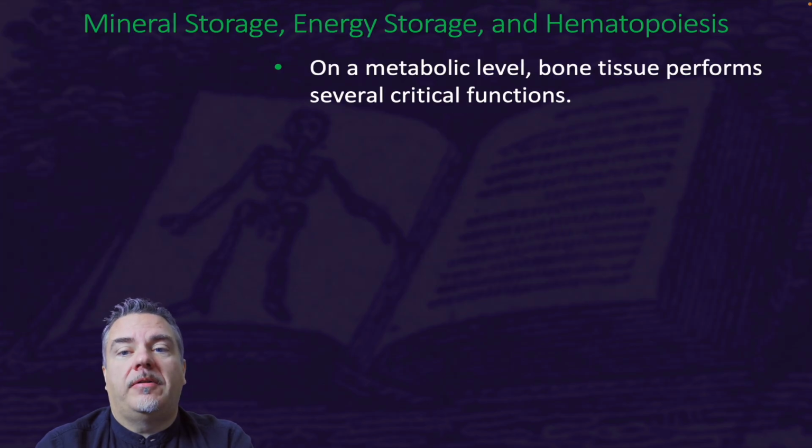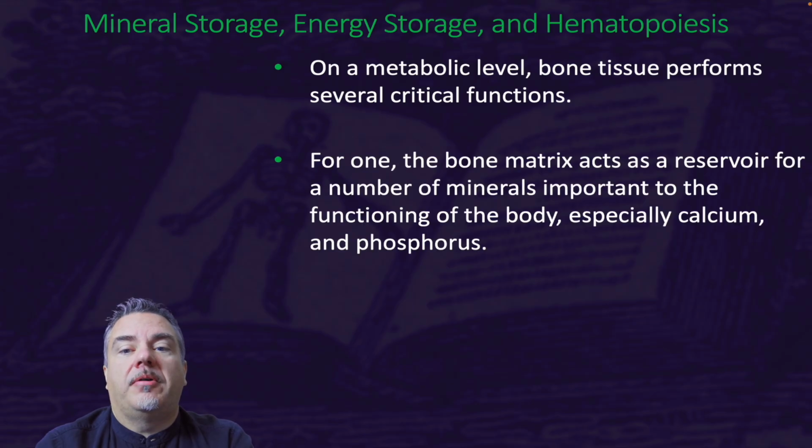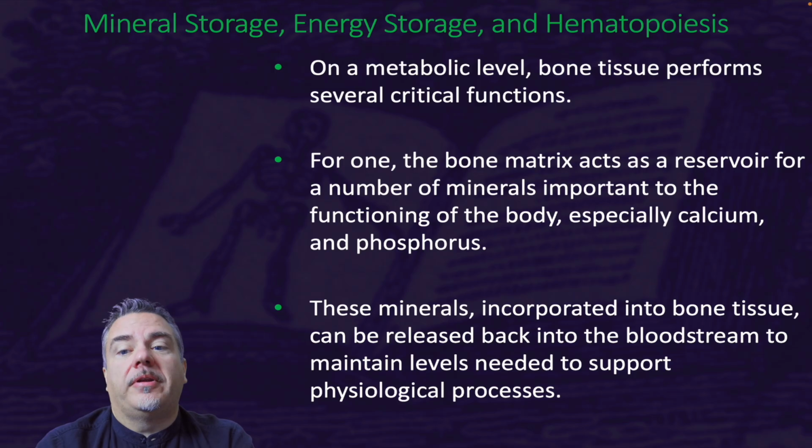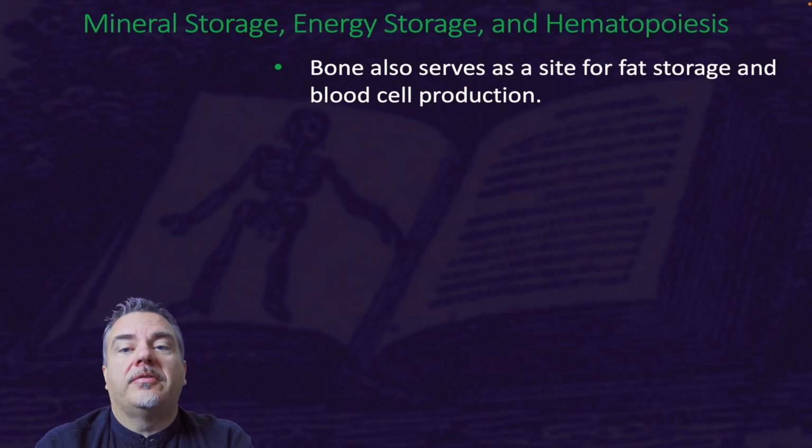On a metabolic level, bone tissue performs several critical functions. For one, the bone matrix acts as a reservoir for a number of minerals important to the functioning of the body, especially calcium and phosphorus. These minerals, incorporated into the bone tissue, can be released back into the bloodstream to maintain levels needed to support physiological processes. Bone also serves as a site for fat storage and blood cell production.